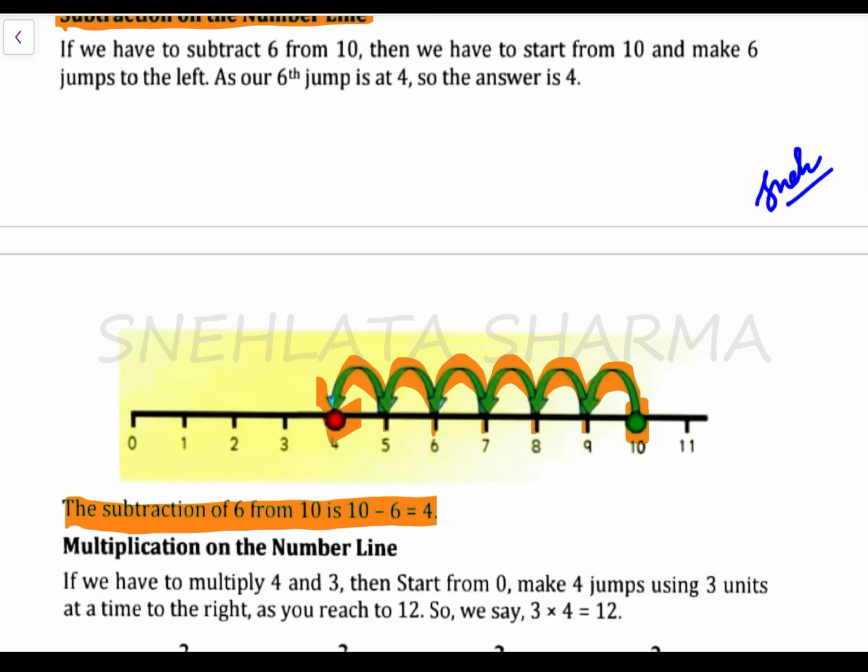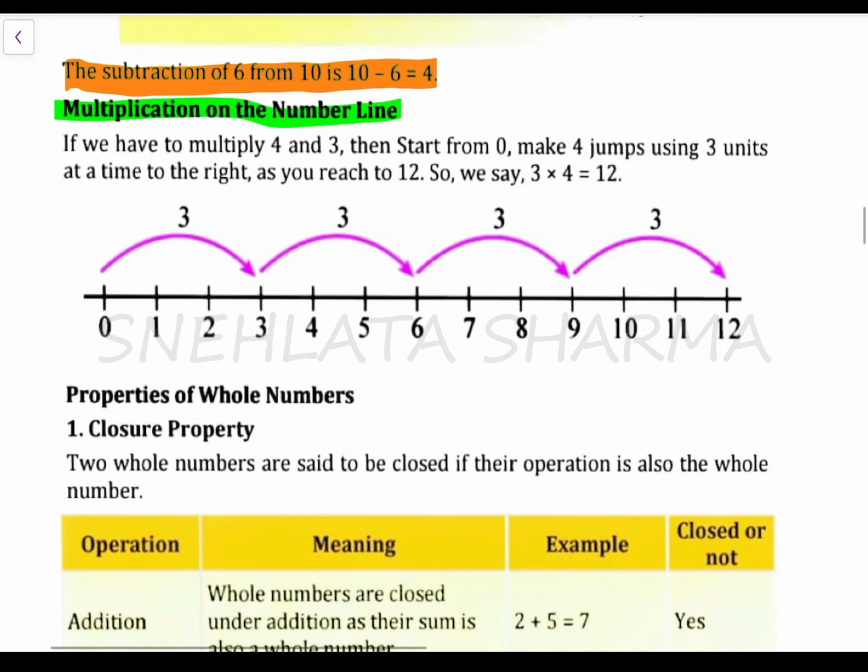Now the next topic. Next topic is multiplication on the number line. To learn multiplication on number line, again we will take an example. If we have to multiply 4 and 3, then we start from 0. Here is 0 and we will make 4 jumps using 3 units at a time.